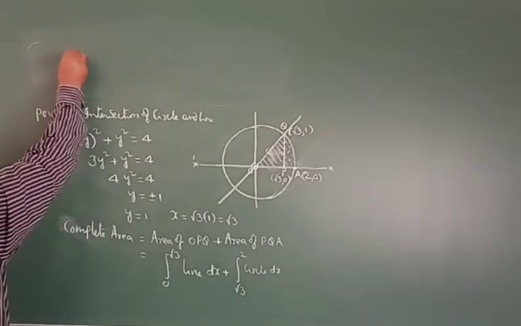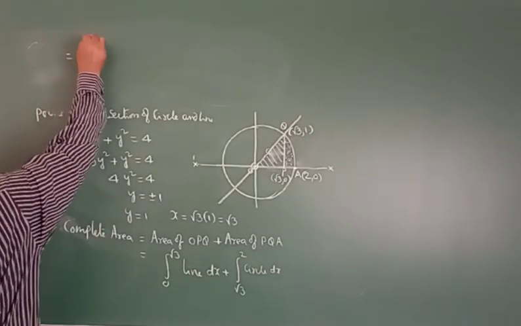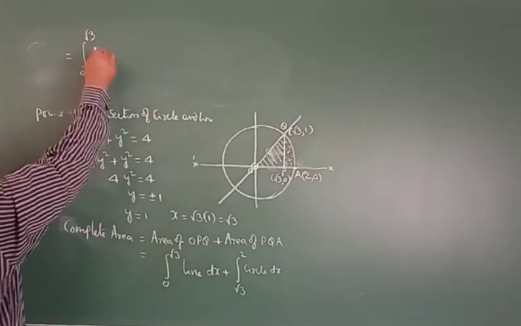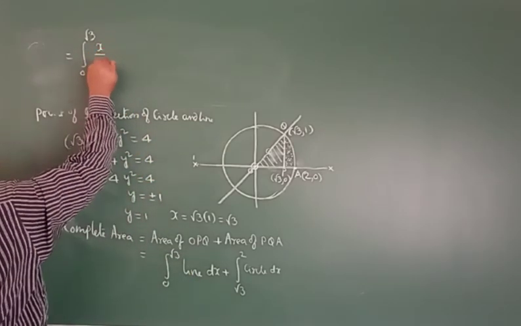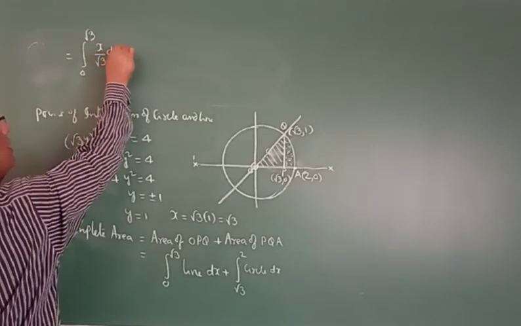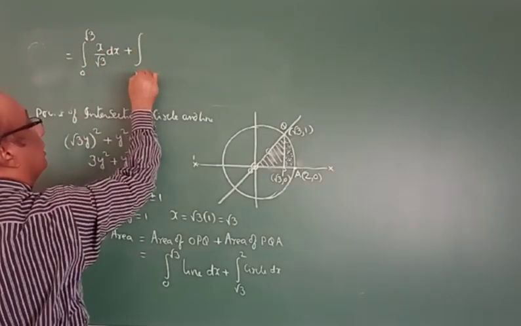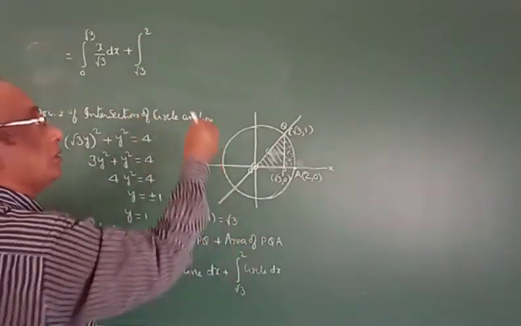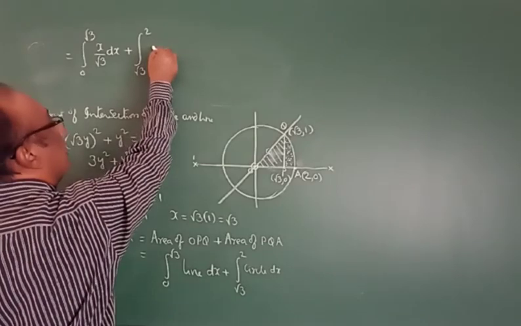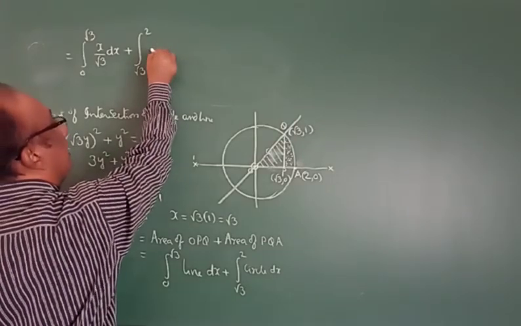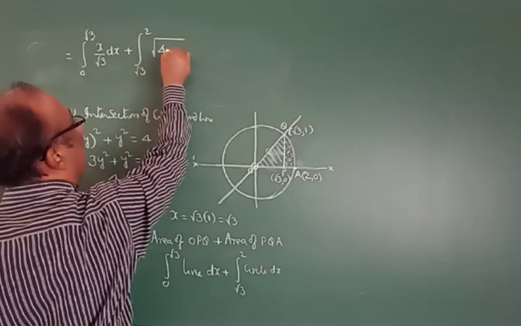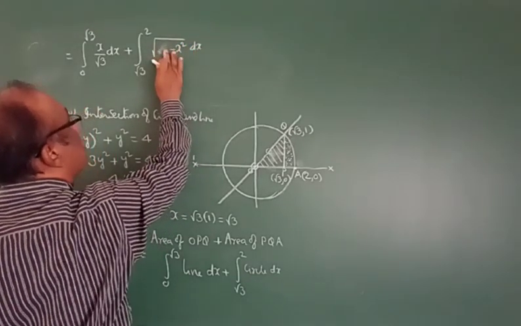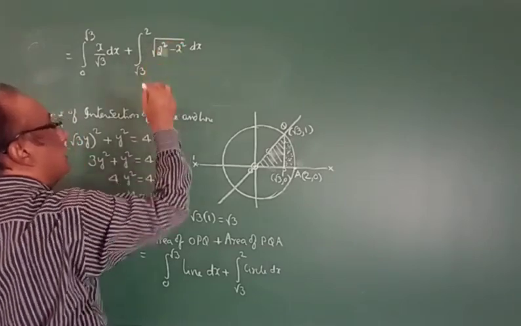So integral of 0 to root 3, y value of line, y value is x by root 3, into dx. Y value of circle: x square plus y square is equal to 4. Y square is equal to 4 minus x square. Y is equal to root of 4 minus x square, into dx. 4 means 2 square minus x square, into dx.